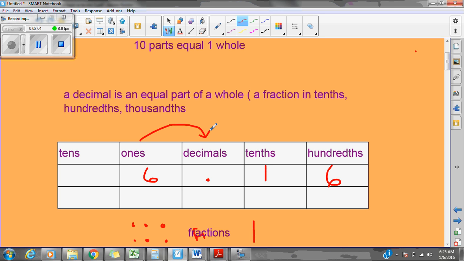You have a column, that's the decimal column. That's what comes after the ones column, the decimals. And that lets you know that the 1 was your last whole number. And as I'm moving, the decimals let me know that every number after this is going to be a fraction or part of a whole.